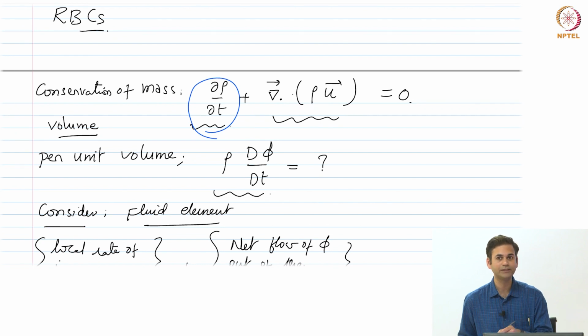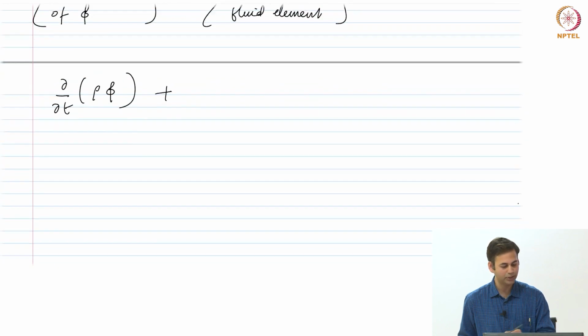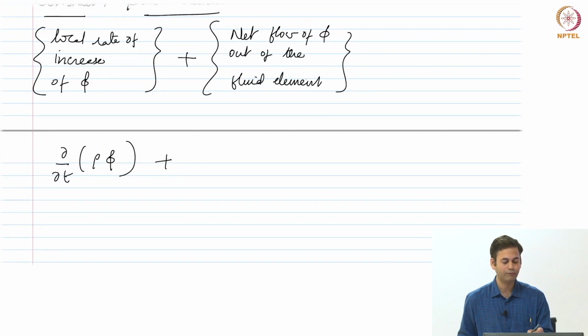We said if it is on the right hand side, it was net flow into the fluid element. You brought it to the left hand side, this is the net flow out of the fluid element, right? So, you have the divergence. So, what will be the net flow out of the fluid element? This would be del dot rho phi u bar, right? This would be the net flow out of the fluid element for quantity phi per unit volume basis, okay.